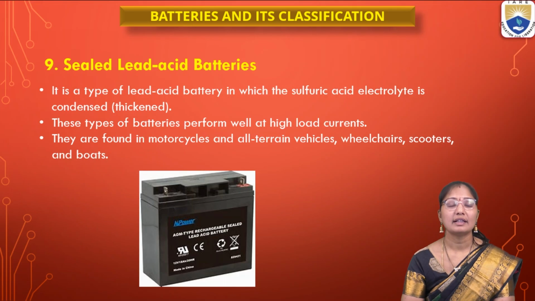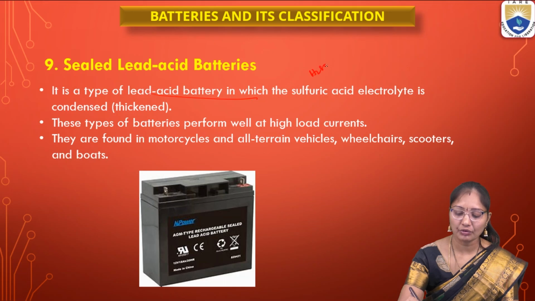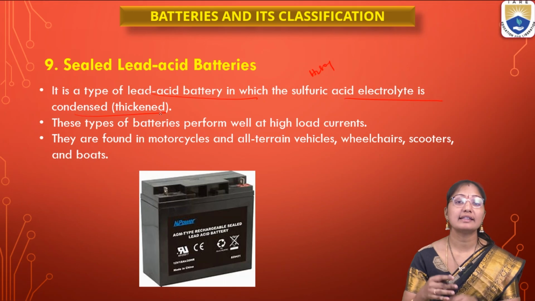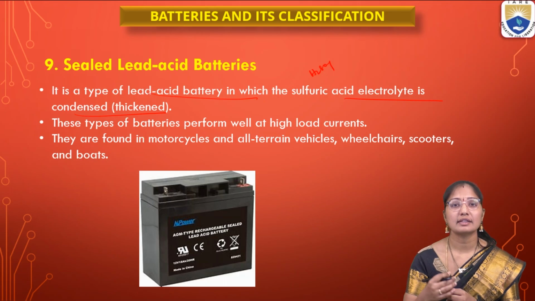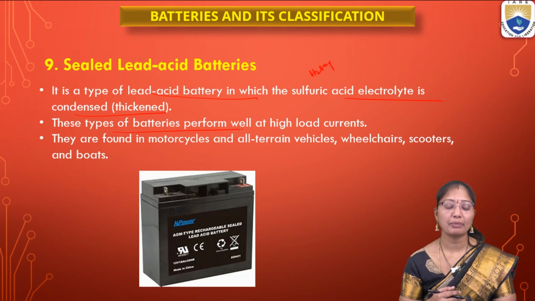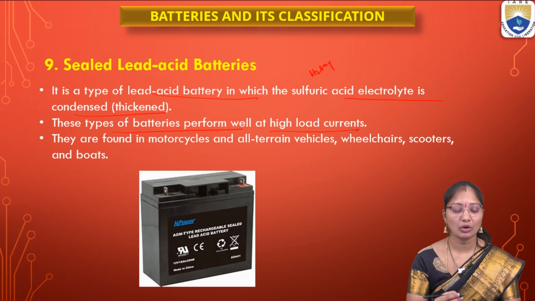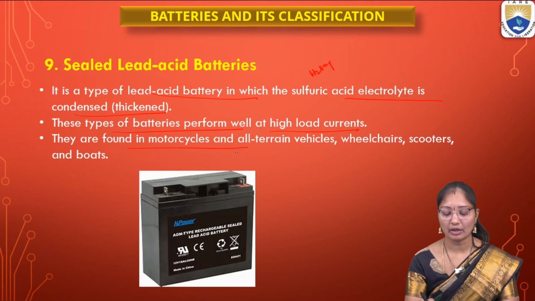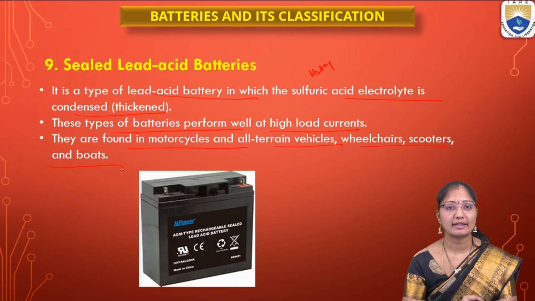Then another type is the sealed lead acid batteries. It is a type of lead acid battery in which the sulfuric acid, H2SO4, electrolyte is thickened, meaning the sulfuric acid is condensed and converted into a thick solution. These batteries perform well in very high load applications, so even high load currents can be tolerated. They are found in motorcycles, all terrain vehicles, wheelchairs, scooters and boats. This type of battery is called a sealed lead acid battery.